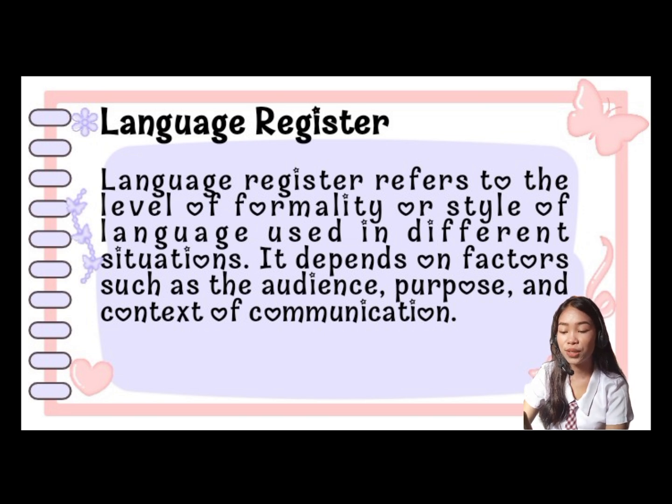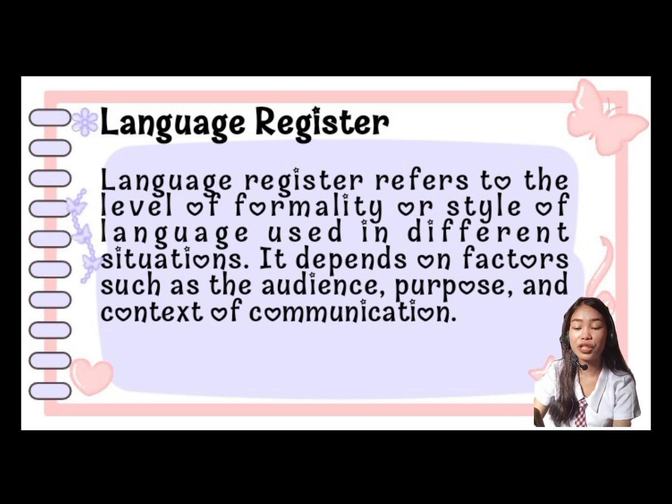The language register refers to the level of formality or style of language used in different situations. It depends on factors such as the audience, purpose, and the context of communication. Language register refers to how formal or informal language is, based on the situation in which it is used. The choice of register depends on audience, purpose, and context.